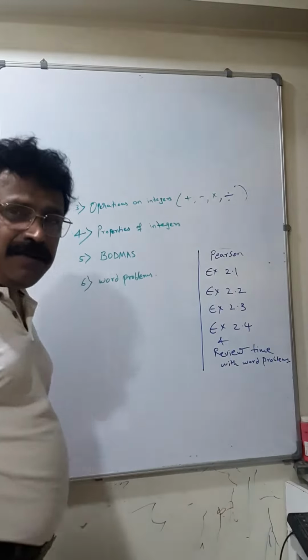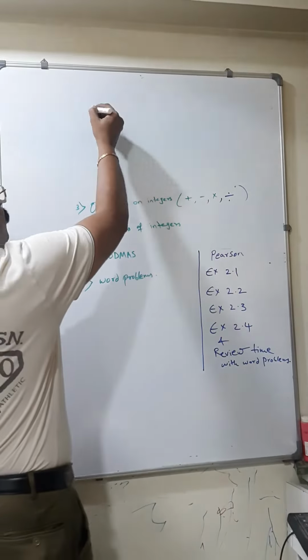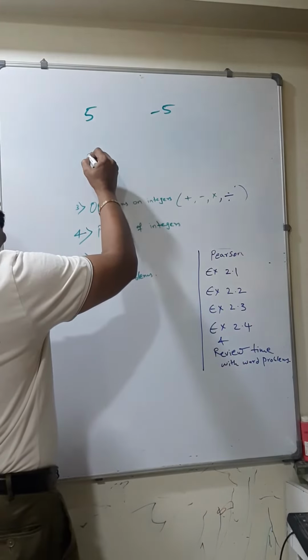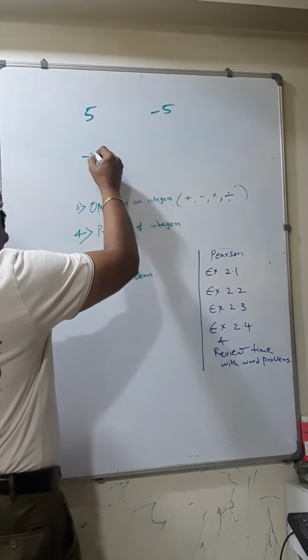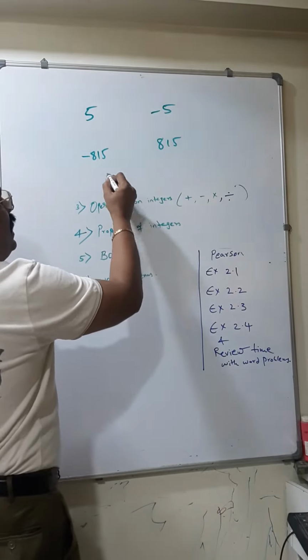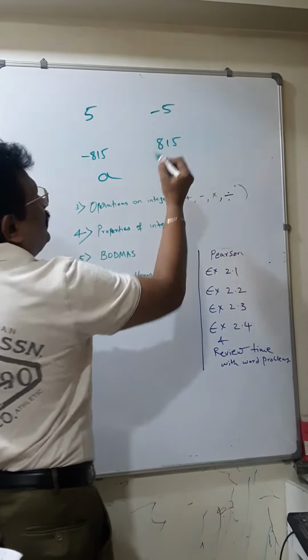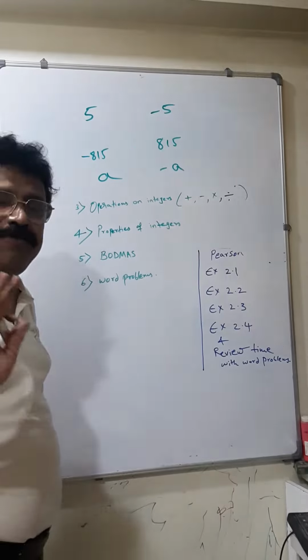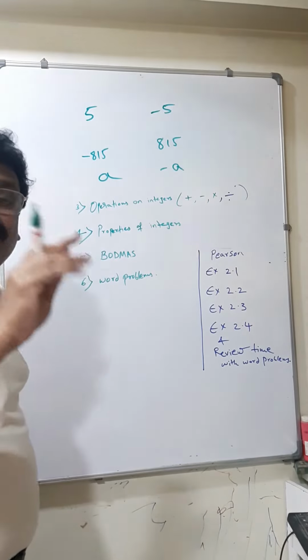Now let me take two opposite integers. 5 का opposite integer क्या है? Minus 5. Minus 815 का opposite integer क्या है? 815. A का opposite integer क्या है? Minus A. Okay? So answer of two opposite integers is always same. Absolute value of two opposite integers is always same.